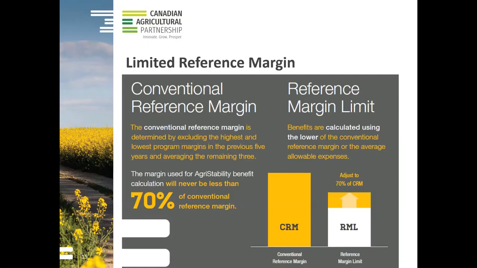So if the allowable expenses are used, the reference margin is limited. The reference margin limit will never be less than 70% of your conventional reference margin. So if your conventional reference margin is $100,000 and your reference margin limit is $55,000, since it can never be less than 70% of the conventional reference margin, we would bump that up to $70,000.